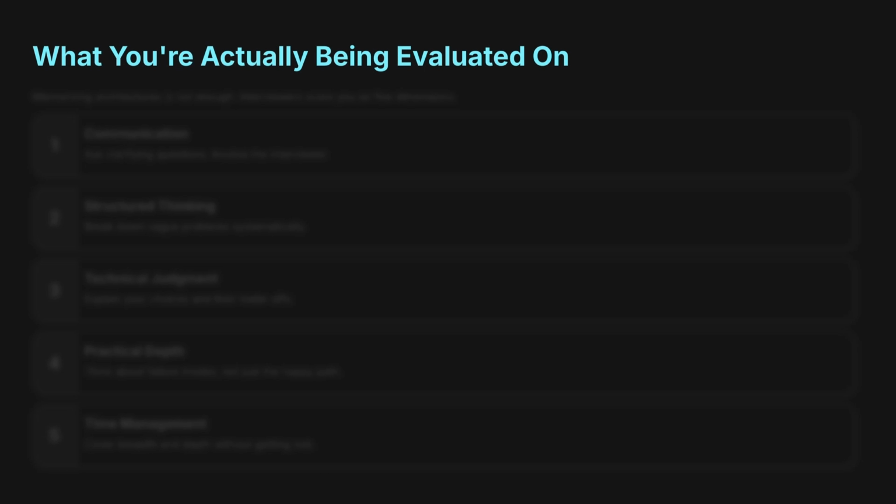With that, let's see what you are actually being evaluated on. Most candidates prepare by just memorizing a couple of architectures like Spotify, WhatsApp, and so on, which is of course a step forward if you know a couple of variants of systems and what components go into these. But you need to also understand the other 4 dimensions that interviewers score you on.